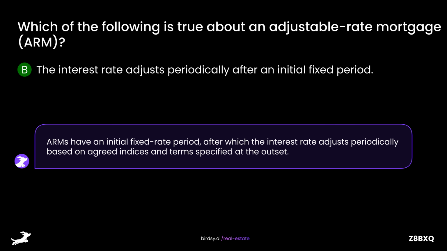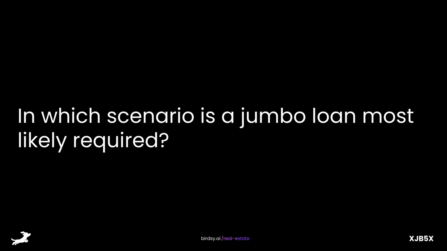ARMs have an initial fixed-rate period, after which the interest rate adjusts periodically based on agreed indices and terms specified at the outset. In which scenario is a jumbo loan most likely required?